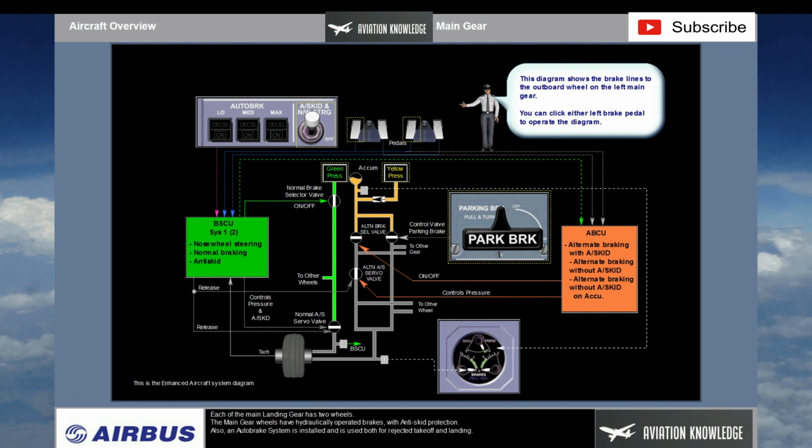Each of the main landing gear has 2 wheels. The main gear wheels have hydraulically operated brakes with anti-skid protection. Also, an auto brake system is installed and is used both for rejected takeoff and landing.